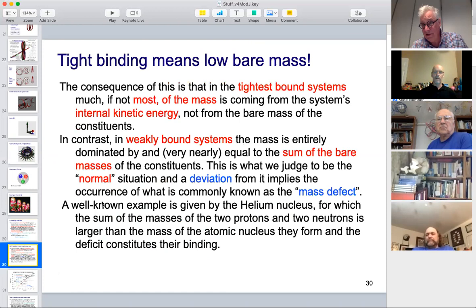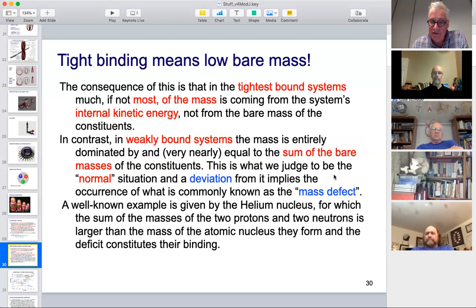In contrast, in weakly bound systems, the mass is dominated by the sum of the bare masses of the constituents. So if you've got a weakly bound system like the solar system, the mass of the solar system is pretty much just add up the mass of the sun and the planets, and there you go. So that's what we think as humans to be the normal situation.